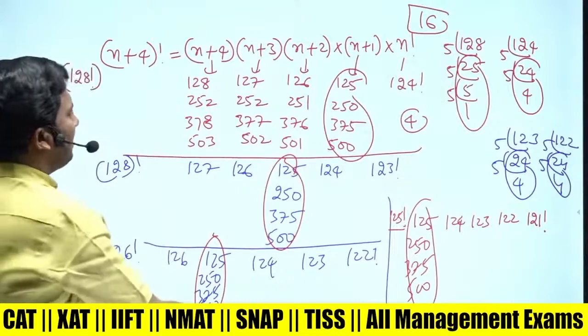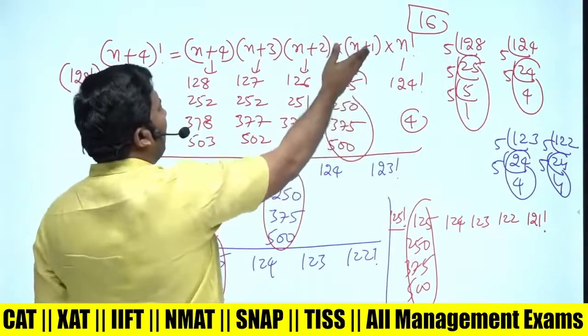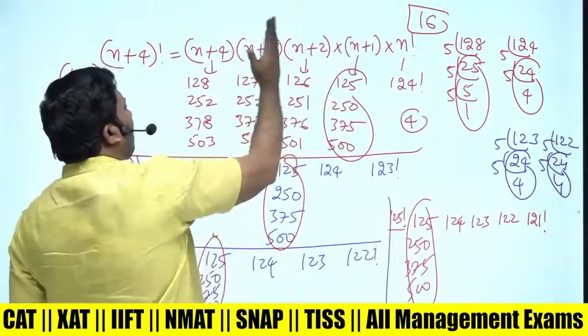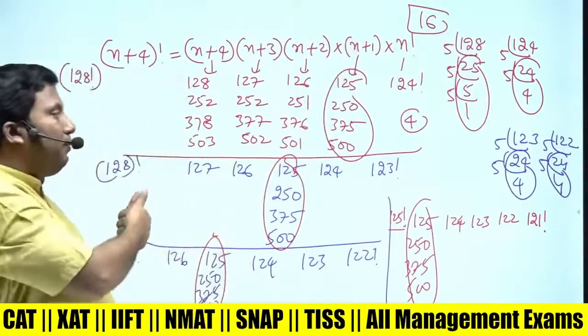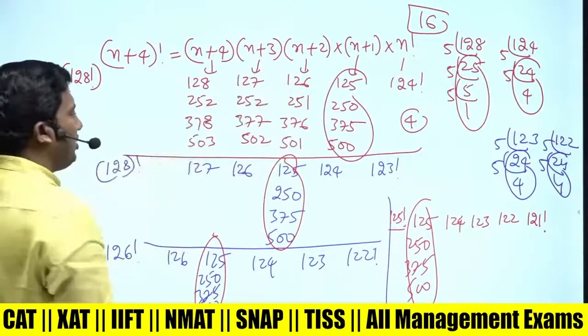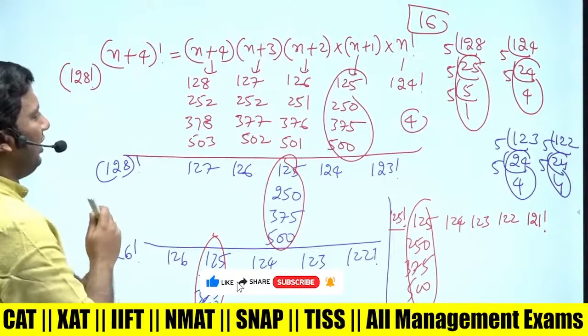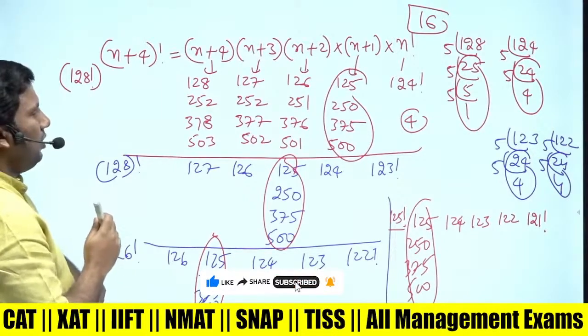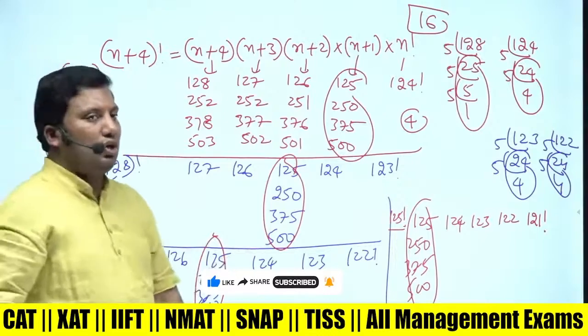I hope the idea is clear. So it's very easy. 125, there are 4 multiples of 125. It can take any one out of the 4 cases. 4 into 4, 16. The idea is to tell you how the value of n is changing. Is it clear? I hope it is clear, right? So 4, 4, 4, 4, total 16.